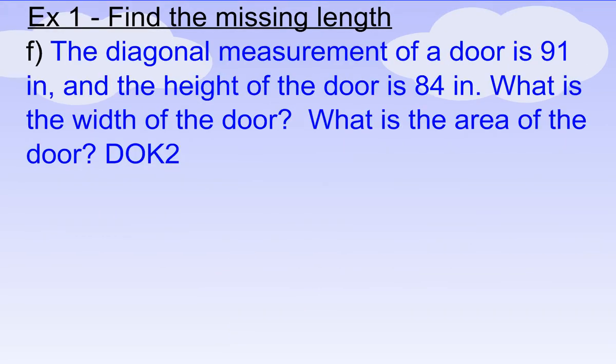For example, letter F says the diagonal measurement of a door is 91 inches. The height of the door is 84 inches. What is the width of the door? The second part says, what is the area of the door? Go ahead, pause the video, do both problems right now, and when you're ready to continue, hit play, and we'll go through them together.